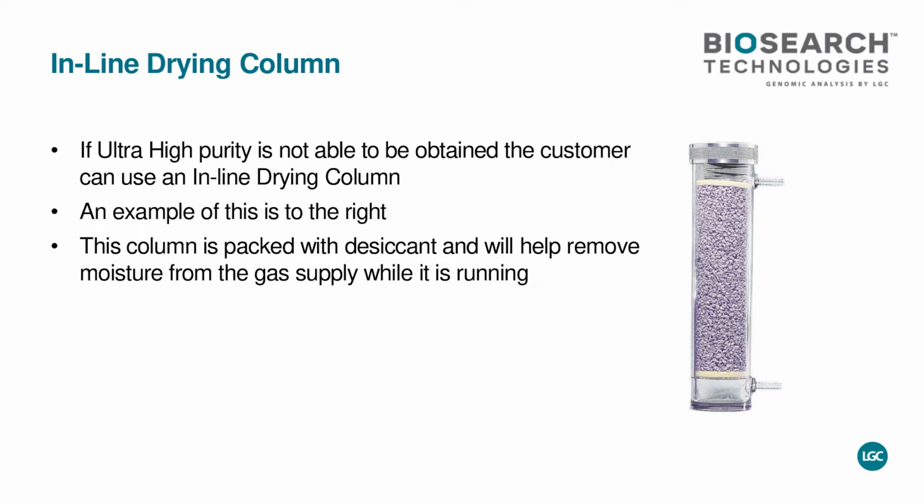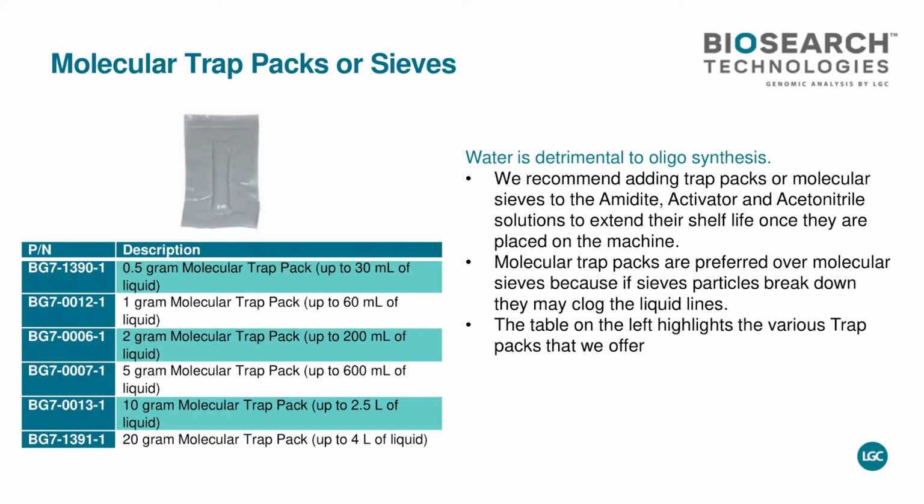If you are not able to have enough dry atmosphere, you can use an inline drying column. You just put that between your supply of gas and your instrument, so you will dry the gas, and so it may be helpful. Because I think here the moisture is quite high, so maybe you can use it also. Another thing we recommend is to put some molecular traps in the amidite, in the activator, and in the acetonitrile, also to decrease the moisture. And we can provide you this one.